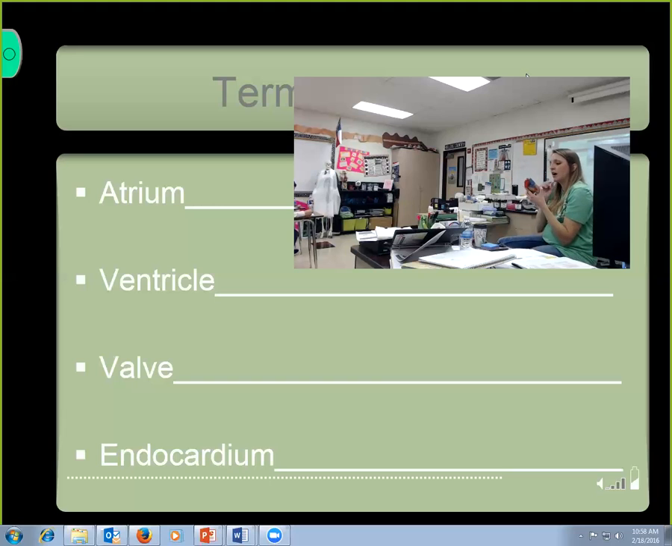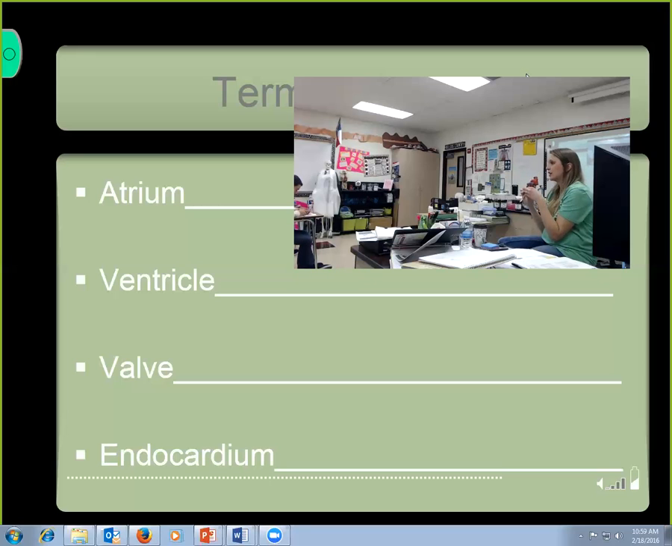There are 2 types of valve. The first ones are called the AV valves. AV stands for atrioventricular. So where would you expect to find those? In the middle of what? Right. So atrioventricular, you hear the root words for atrium and ventricle in there. So your AV valves are these 2 valves that are between the atria and the ventricle.